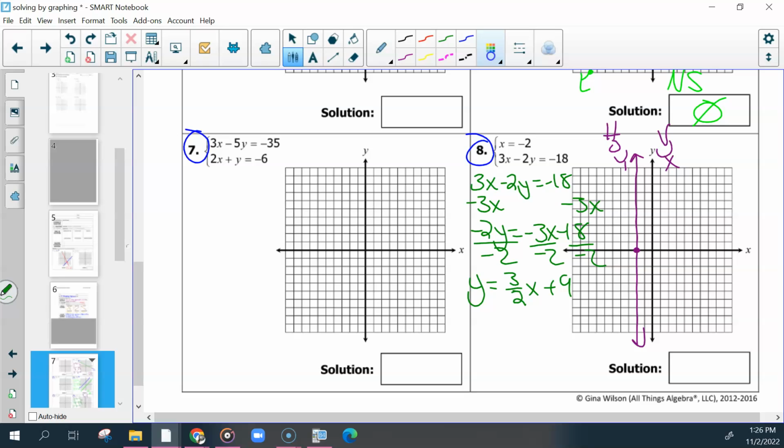What's nice about these type of problems is whatever x equals or y equals, that's going to be part of your solution. Unless you get like 2x equals or x equals and a y equals. So this would start at 9. I can't go up, so I can go down 3, left 2, as many times as possible.